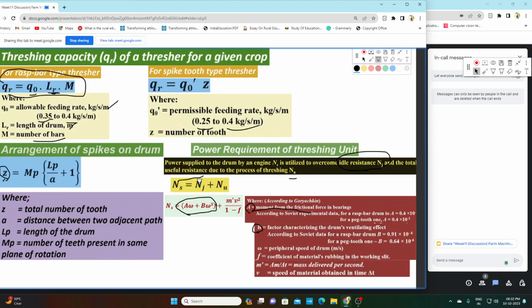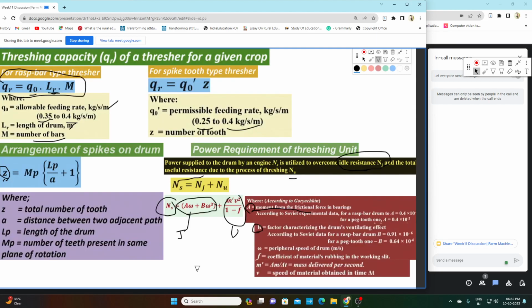So by that we can get Nj, and Nu is your useful resistance. Nu is m dash V square divided by 1 minus F. M dash is the mass delivered per second, V is the speed of material obtained in time delta t, and F is the coefficient of material rubbing in the working sieve. So this is the useful part, U, and this is the idle part, J. If we total them, we get the power requirement of the threshing unit, that is Ns. So this is about the design of the thresher.